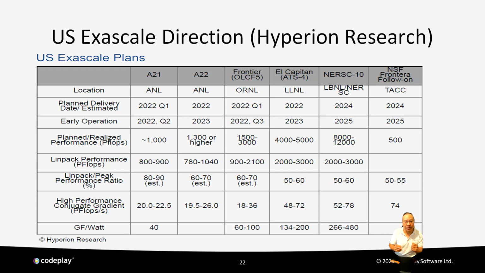El Capitan from DOE's NNSA's Lawrence Livermore uses HPE and Cray as the prime contractor, with delivery in late 2022 and full production targeted for late 2023. Cray Shasta architecture is being used with an AMD EPYC processor and next generation Radeon Instinct GPUs.